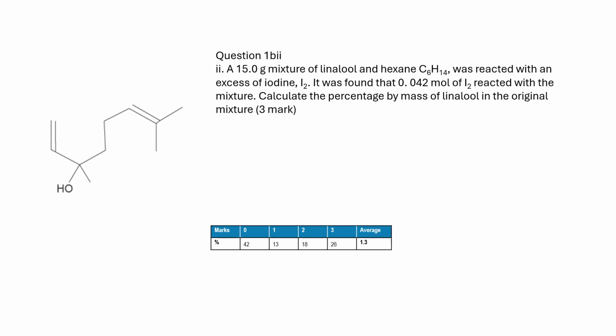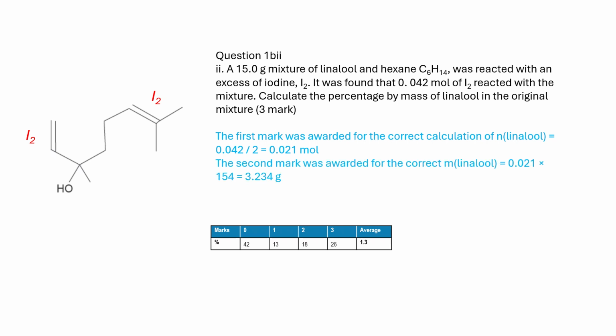Hexane does not react with iodine as it contains no carbon-carbon double bonds, unlike linalool, which does. Each linalool molecule contains 2 such bonds, meaning 1 mole of linalool reacts with 2 moles of iodine. Since 0.042 moles of iodine reacted completely, there must have been 0.042 divided by 2, which is equal to 0.021 moles of linalool in the mixture. This amount of linalool weighs 3.234 g (moles times molar mass), and makes up 22% of the total sample mass.